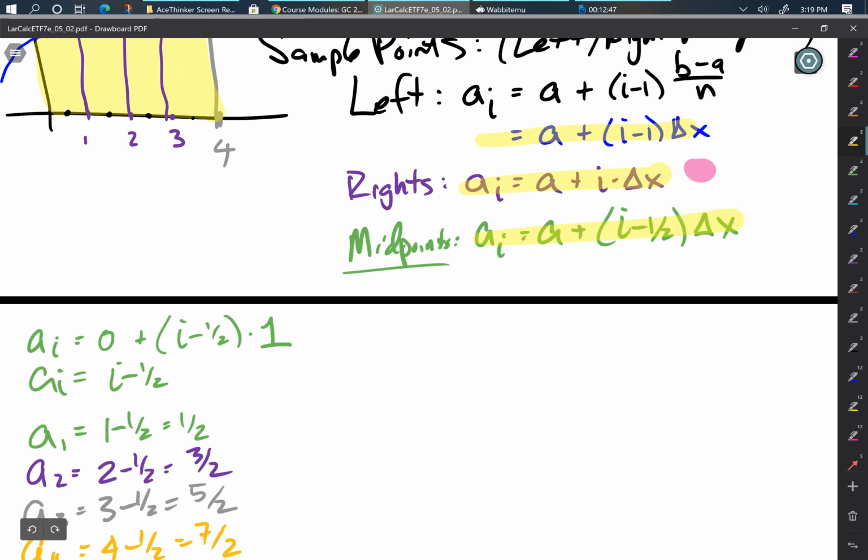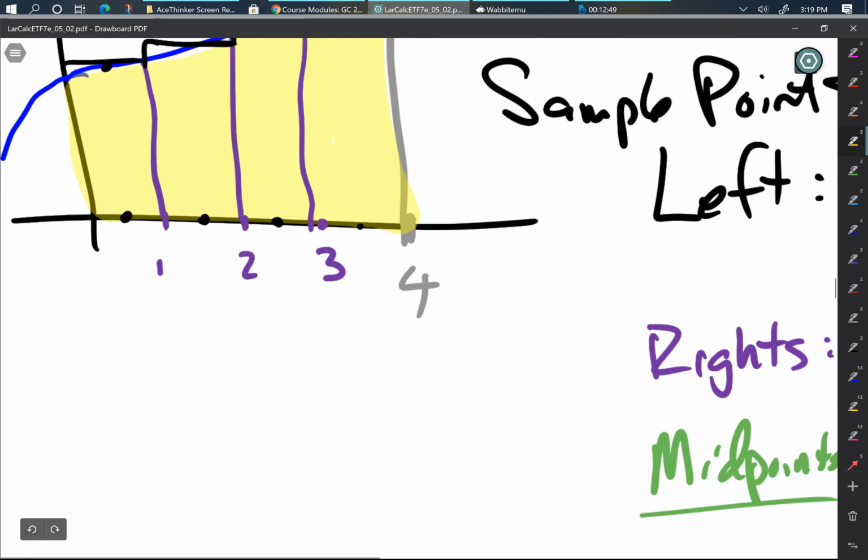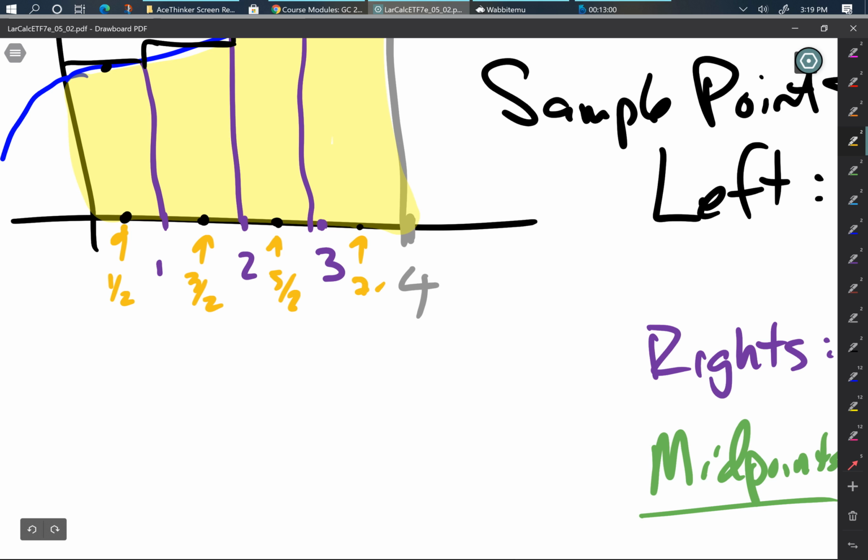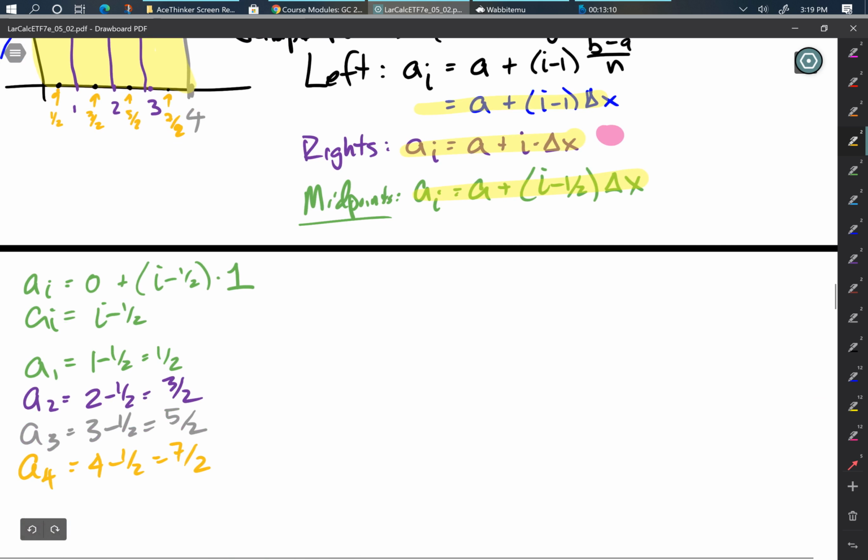Now I know what you're thinking. I didn't need all this fancy stuff to come up here and look at this interval and go, that's 1/2. That's between 1 and 2, so that's 3/2. That's between 2 and 3, so that's 5/2. That's between 3 and 4, so that's 7/2. And you are correct. I could have done that. But when the math gets more complicated, the formulas become appropriate.